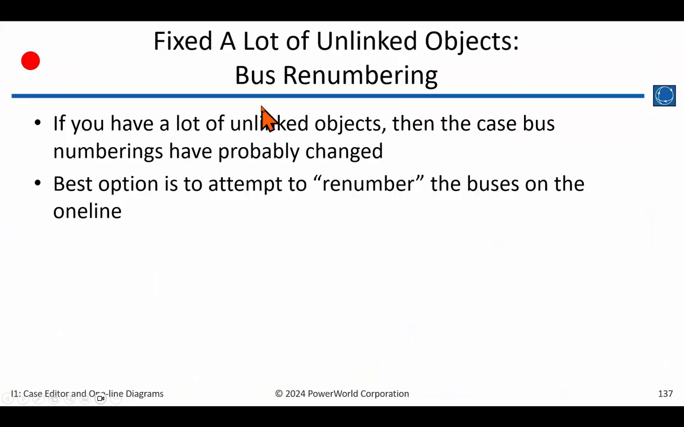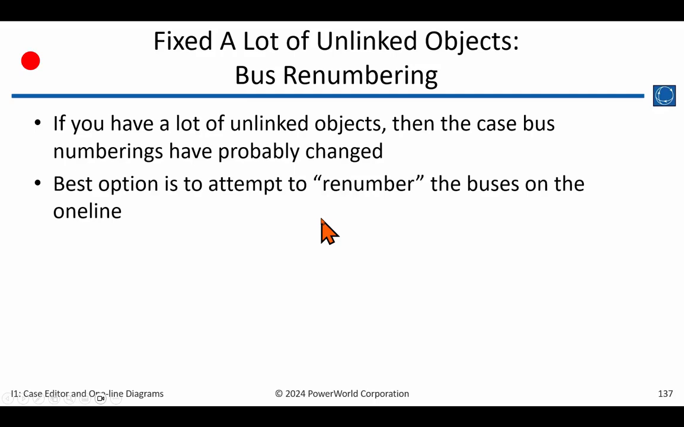So the next few slides show yet another method, and that is you can create a swap list where you have a list of all the bus numbers that used to be used, and then you can designate new numbers basically to swap into. And you can use this to change the one-line diagram or the case or both.